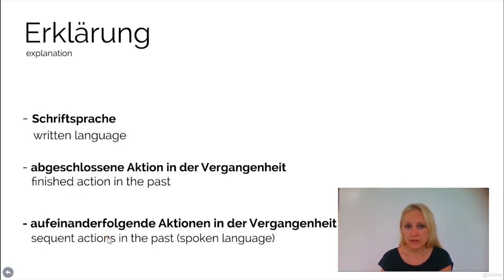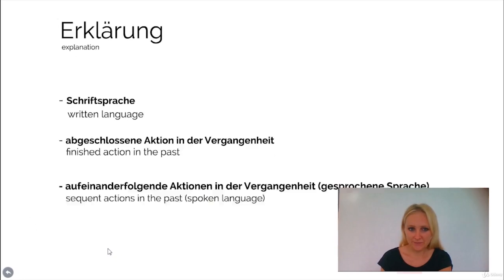And when we speak, if we want to tell several actions that happened one after another, then we also use it when we speak. So let's say you were watching something and you want to explain what happened, and there are sequent actions like the person left the house, then he went to his car, he drove to this place, he left the car again, and so on. So there are several actions that are following. Then you would also use the Präteritum for that, also when we speak.